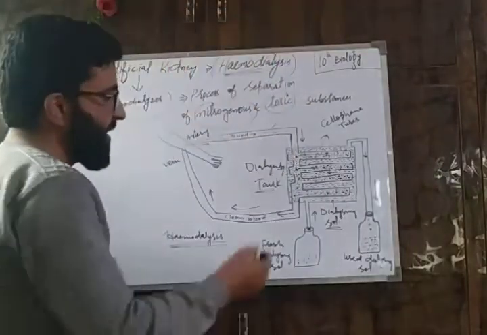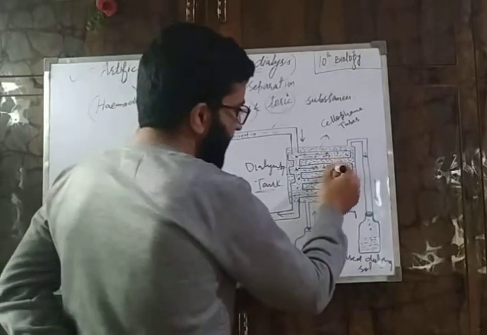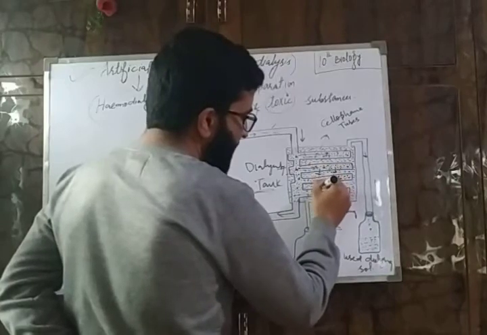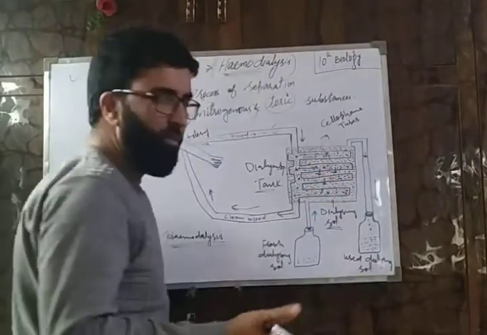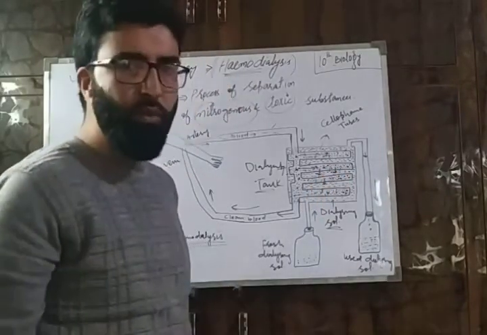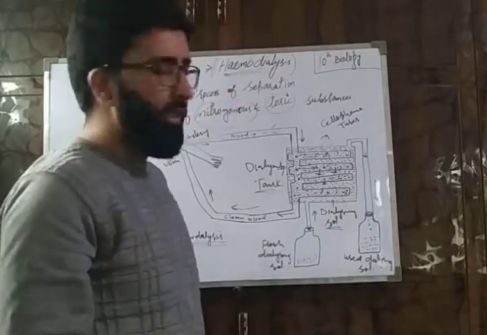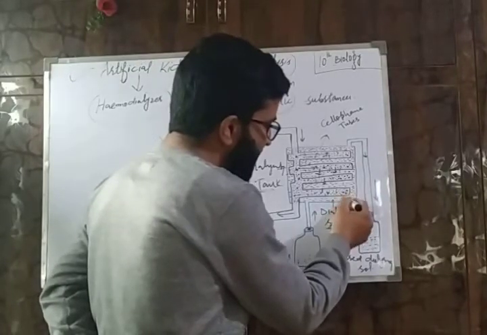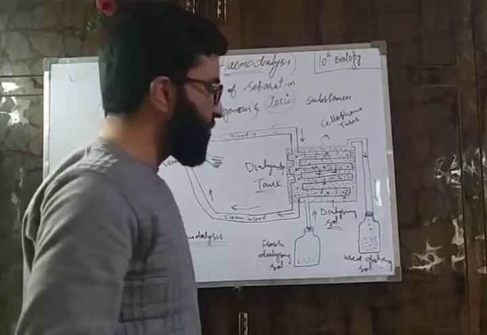Then what happens when blood flows slowly in these cellophane tubes? These wastes, this urea, will flow into the dialyzing solution. Why? By the process of diffusion. There is a high concentration of urea in the cellophane tubes and there is nothing in the dialyzing solution. Then this urea, this uric acid, these wastes will diffuse into the dialyzing solution.